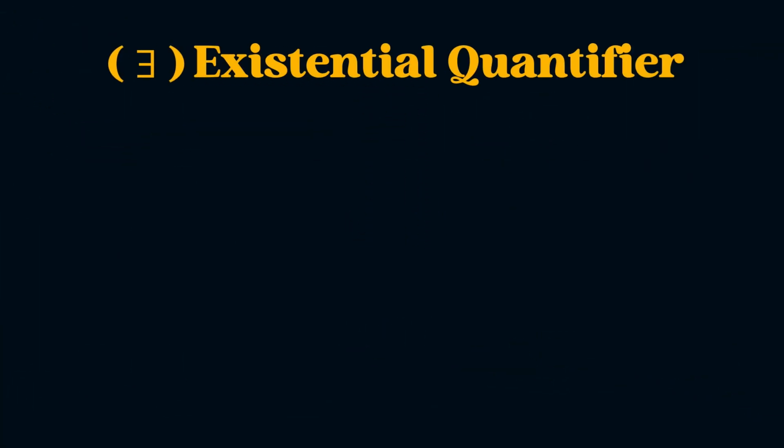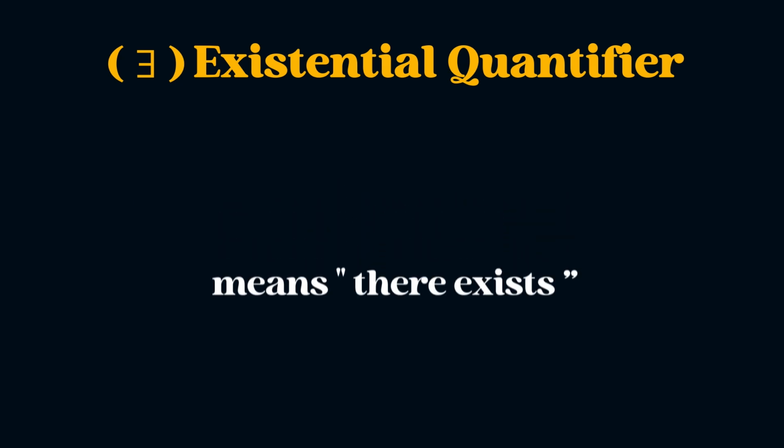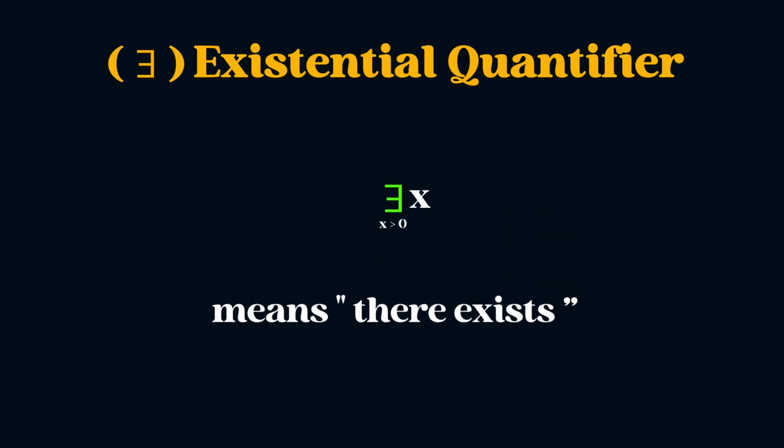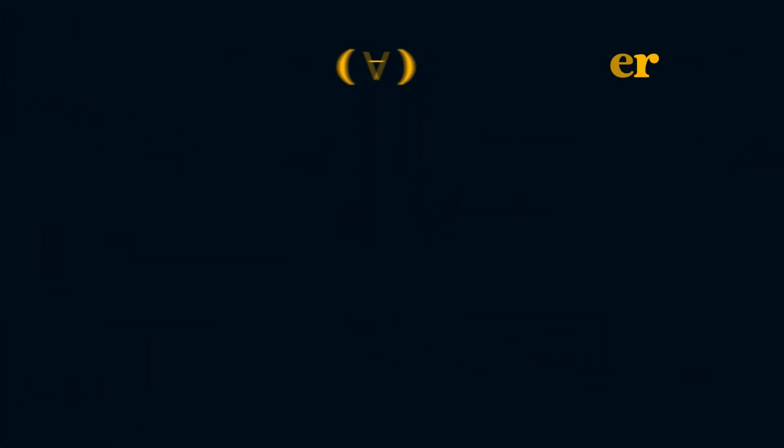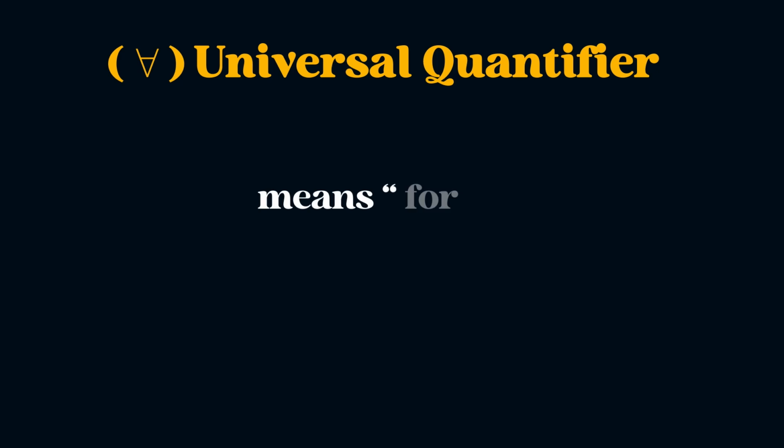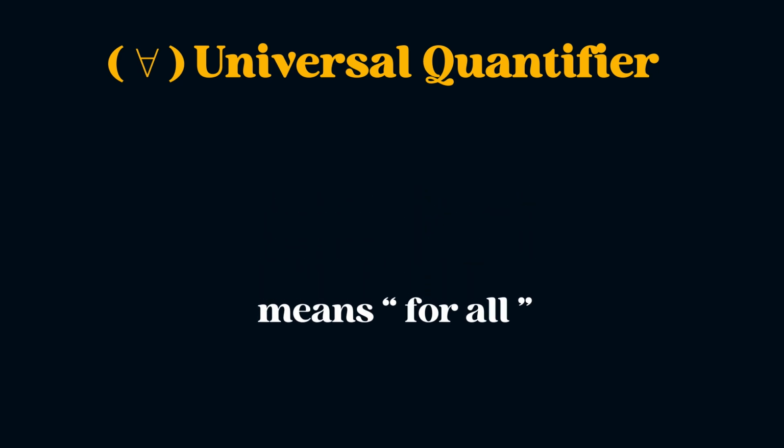45. Existential quantifier. This symbol means there exists. For instance, there exists x such that x greater than 0 states there is at least one x that is greater than 0. 46. Universal quantifier. The universal quantifier means for all. For example, for all x, x greater than 0 means every x is greater than 0.